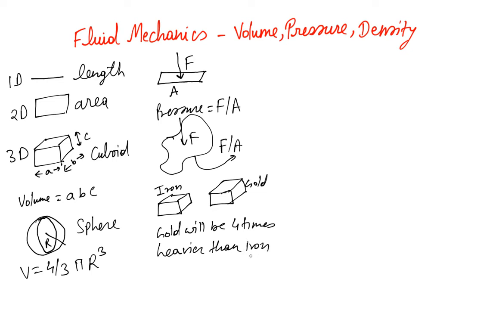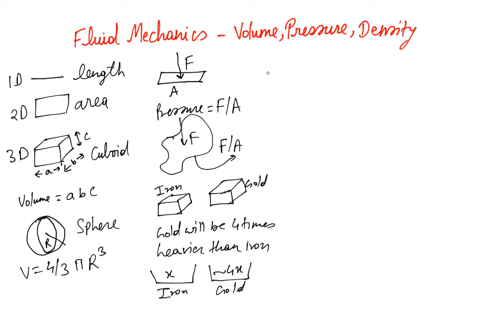So if we put it on a scale, then if iron weighs X, gold will weigh around 4x. Not exactly 4, but around 4x. Okay, so why is the difference? There's a difference because gold is more dense than iron. The density of gold is more than iron.